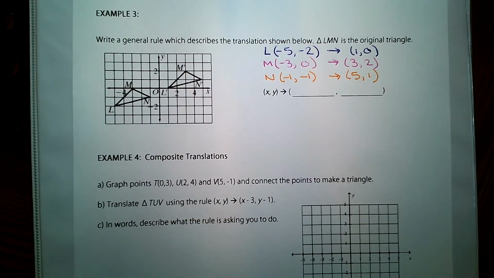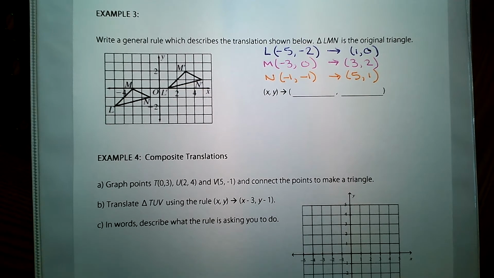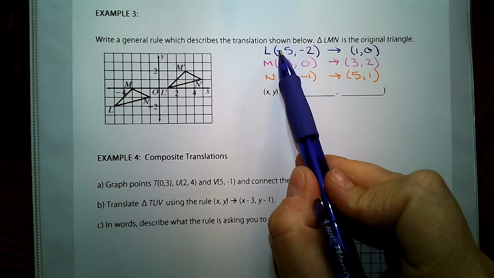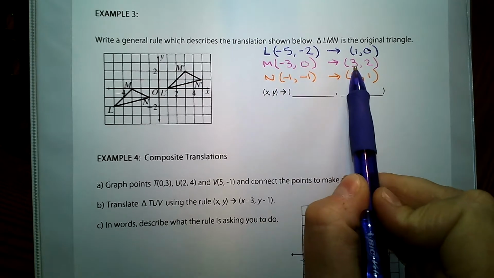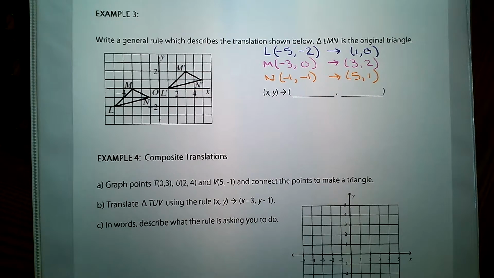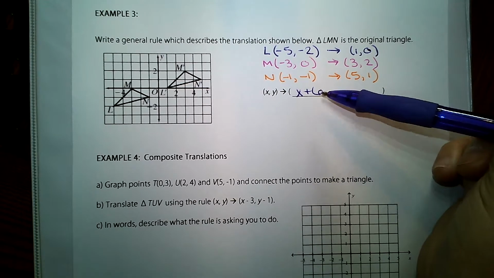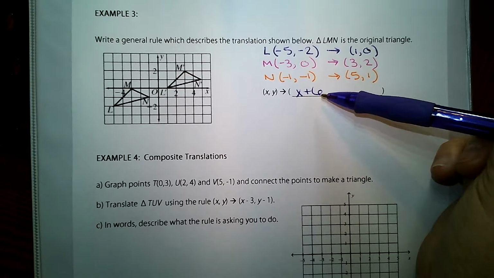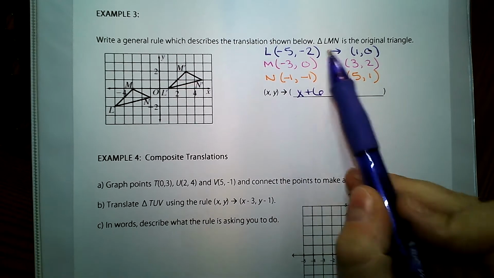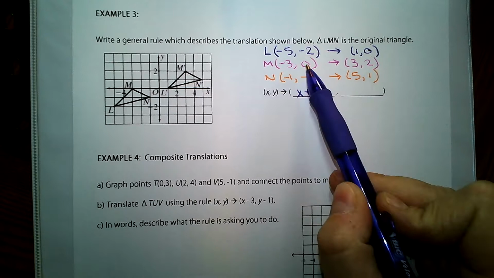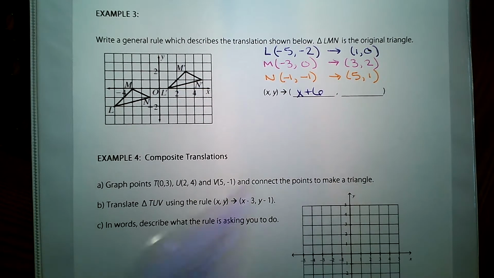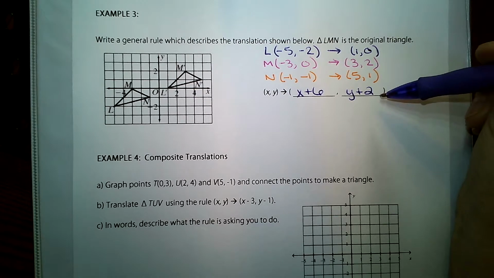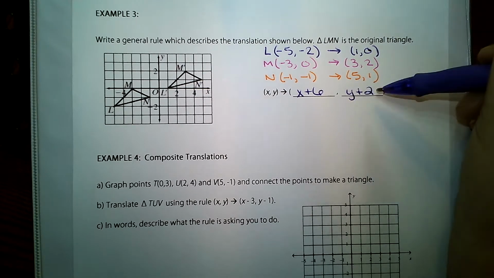By writing each of the points out, we can then try to find the pattern. What's happening to X to get from -5 to 1, -3 to 3, and -1 to 5? If I follow through on this pattern, I am adding 6 to every X value. Now let's take a look at the Y's. What do we do to get from -2 to 0, from 0 to 2, and from -1 to 1? Every Y value has been increased by 2. So I write my rule as (x + 6, y + 2).